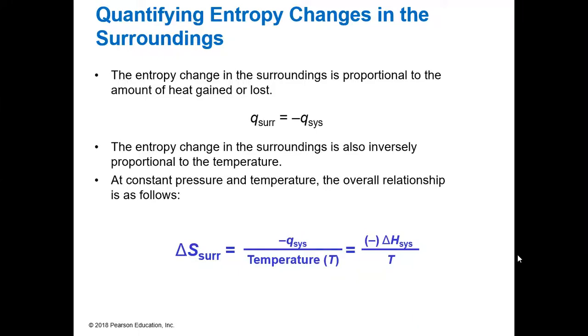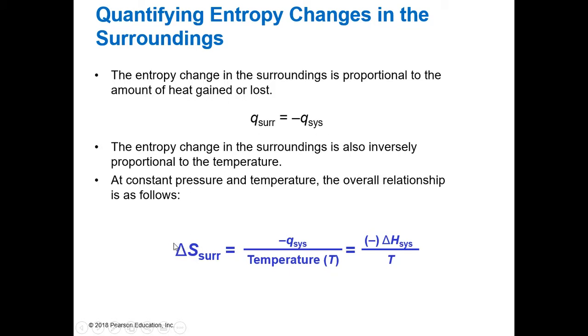So let's go ahead and quantify our entropy changes. Once again, let's think about what's happening. We have our system and we have our surroundings. Before we were talking about the heat, right? If the heat leaves the system, so it's exothermic, the heat is going to the surroundings. So if our heat leaves our system, that same amount of heat is being gained by the surroundings. So our Q of our surroundings, Q is heat, is equal to the negative Q of our system.